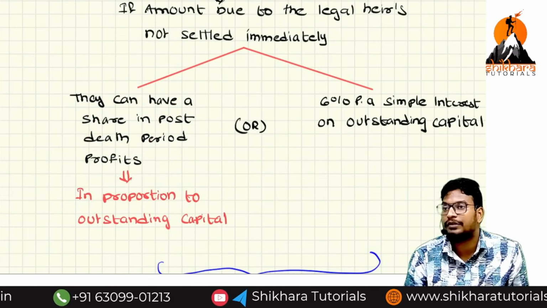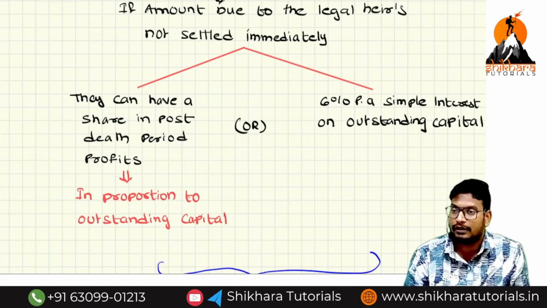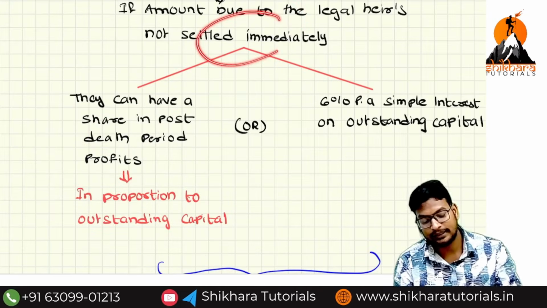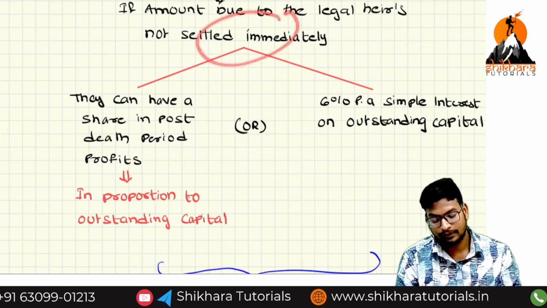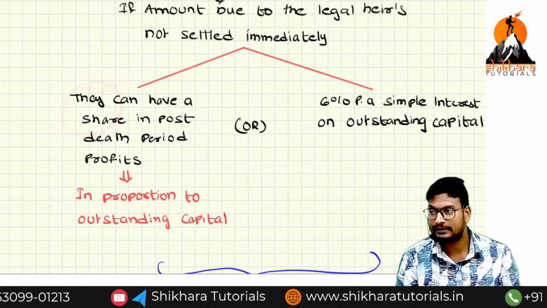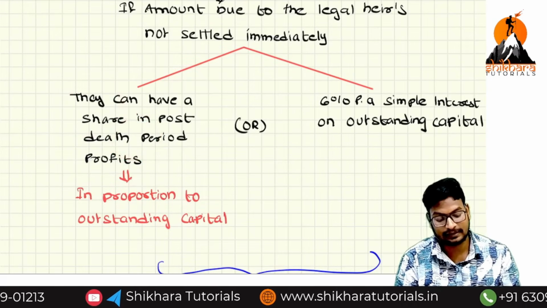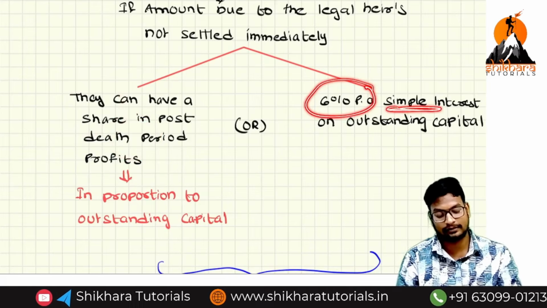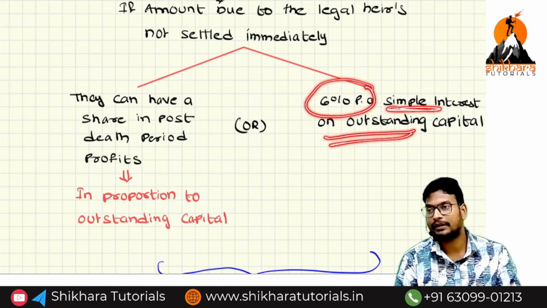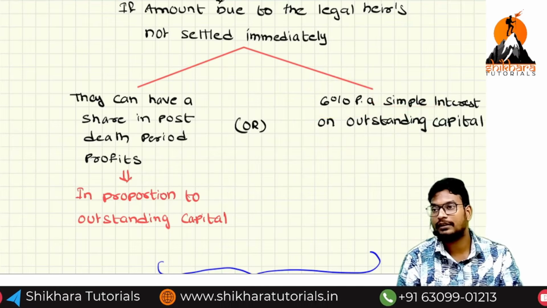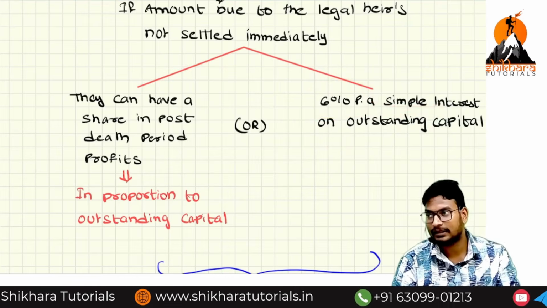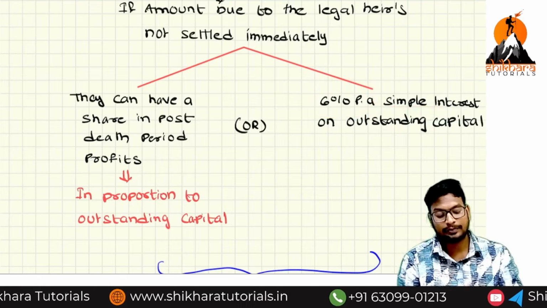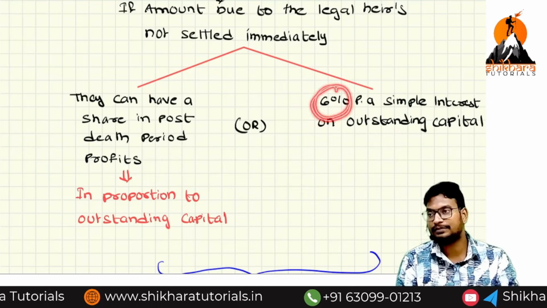Post means what, before or after? Okay, now either you settle immediately, otherwise they get a right to the share on the post profits, or 6% per annum simple interest on the outstanding capital. What is the meaning of outstanding capital? Whatever the payable amount is, that is called outstanding. On the payable amount we need to charge 6%.